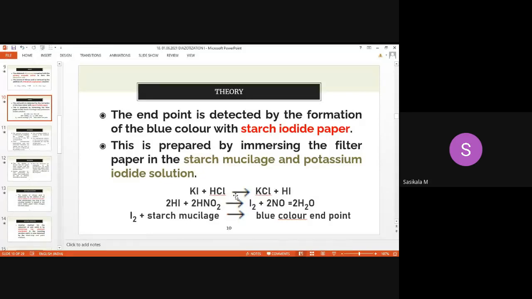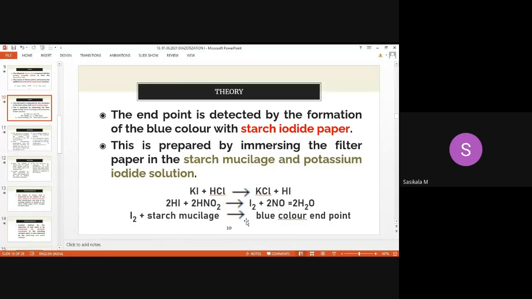So towards the end point, you need to add starch solution inside the conical flask, and it will react directly with the iodine. The excess nitrous acid, after completion of diazonium salt formation, converts hydrogen iodide to iodine, and this will react with the starch solution to give blue color. So appearance of blue color is the end point.